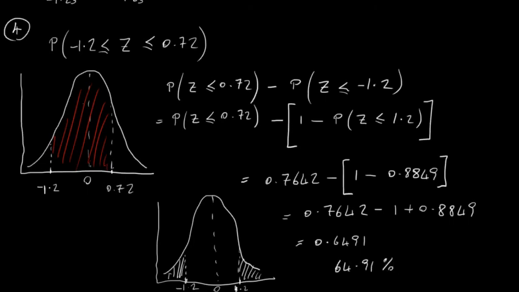So in other words, 64.91% of our data points, or our z values in this case, will be in this red area here. Okay, and that's it for that question.